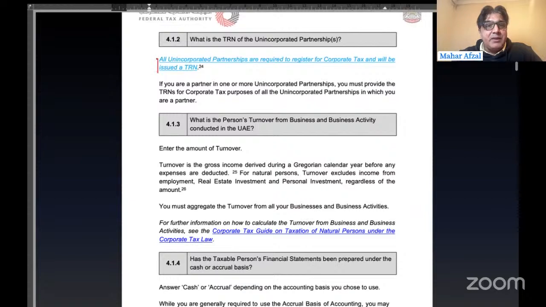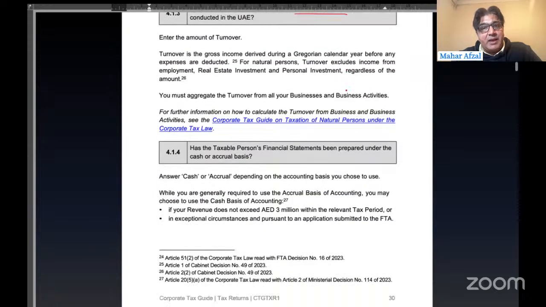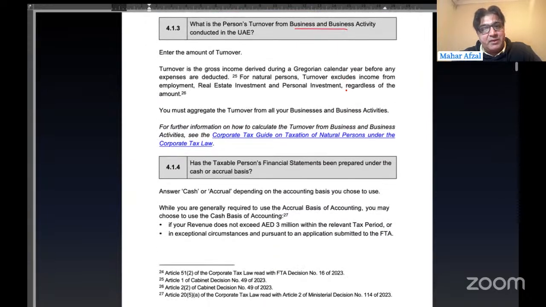Unincorporated partnerships are liable to register as well, and an unincorporated partnership will have the TRN. Just keep in mind. Business and business activity, all types of businesses. We know the definition of business: any legal activity that you are doing on a regular basis to generate profit is called business.